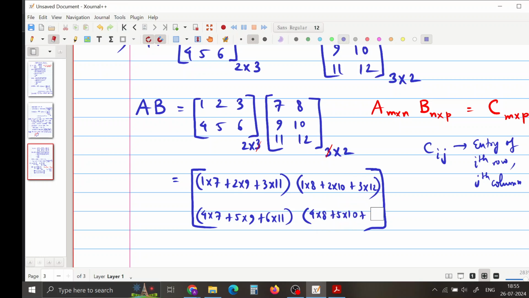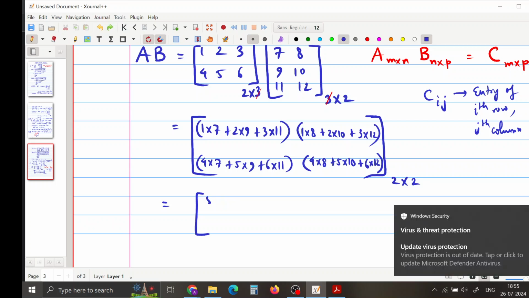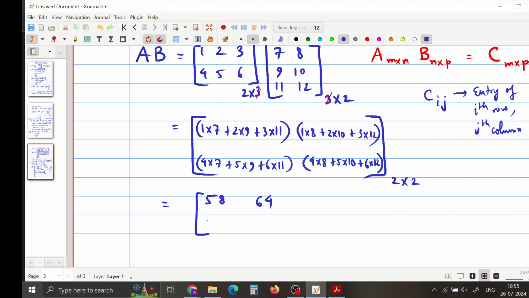It's a bit messy here. Let me see if I can fit. 5 times 10 plus 6 times 12. And of course this is of size 2 cross 2, and so what we get is 58. Sorry for my terrible handwriting again. So this is 58, 64, 139 and 154. This is a 2 cross 2 matrix.